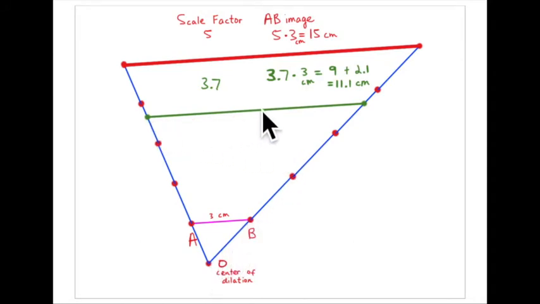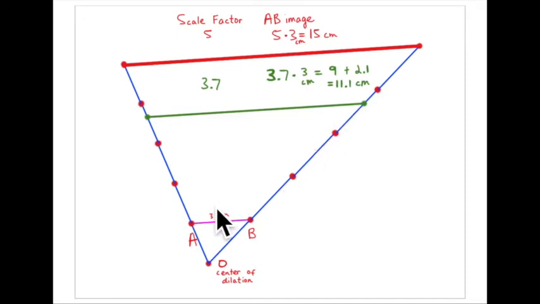And so this length up here is 3 centimeters times 3 7/10. Well, 3 times 3 is 9. 3 times 7/10 is 2 1/10. Add those two together. So this length is 11 1/10.